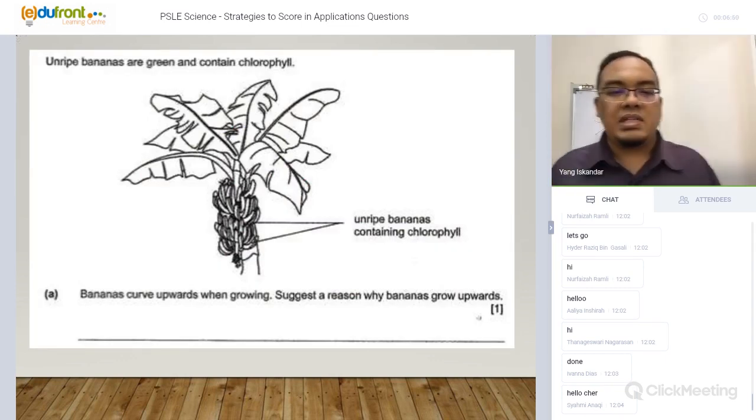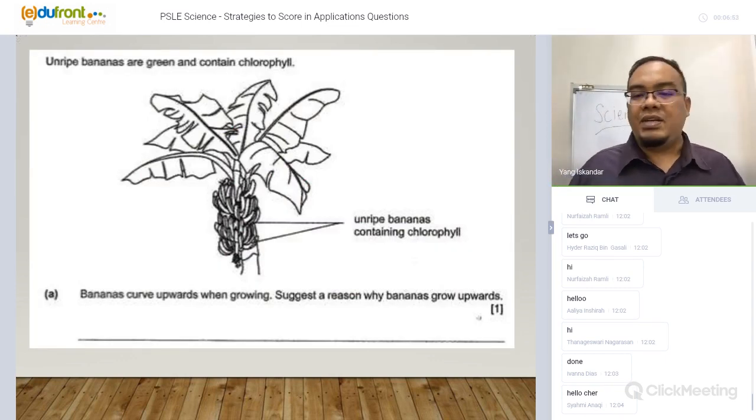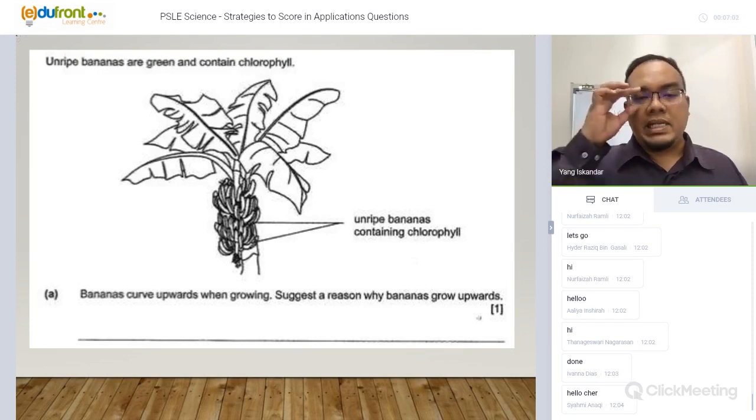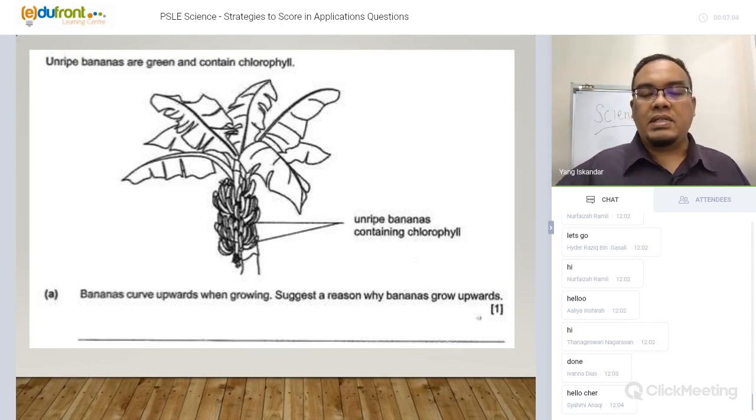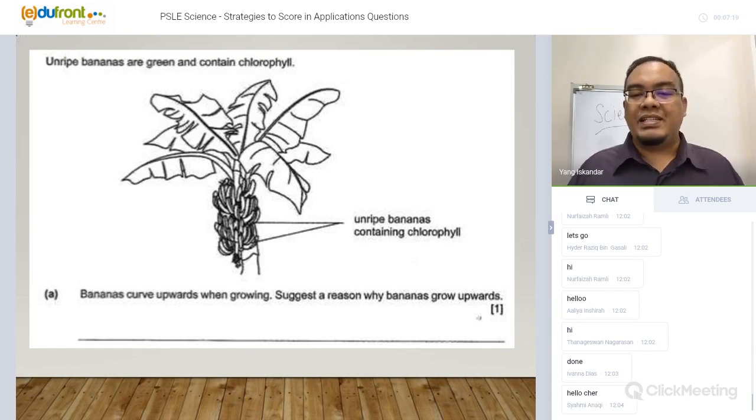This is 2018. Very interesting question. Yesterday, those of you in my Choa class, I brought up this question a little bit. This was the 2018 PSLE, just last year. If you have an elder brother or sister, you can ask them how they responded to this question. Unripe bananas are green and contain chlorophyll. Bananas curve upwards while growing. Suggest a reason why bananas grow upwards. Interesting, right? It's a 1-mark question.